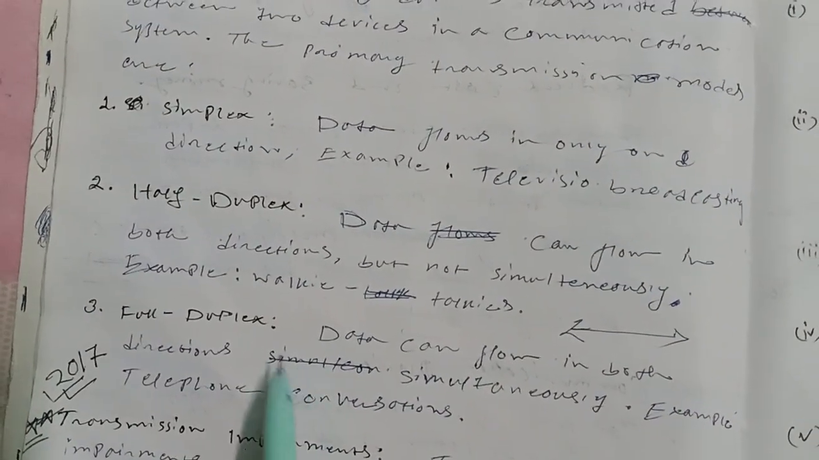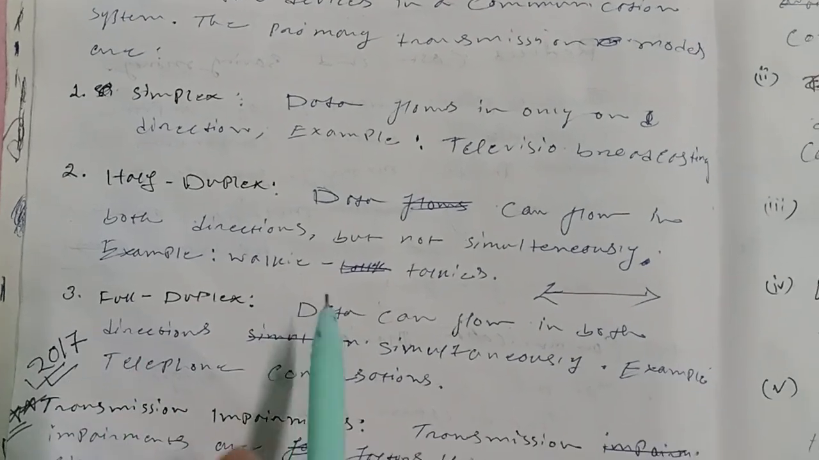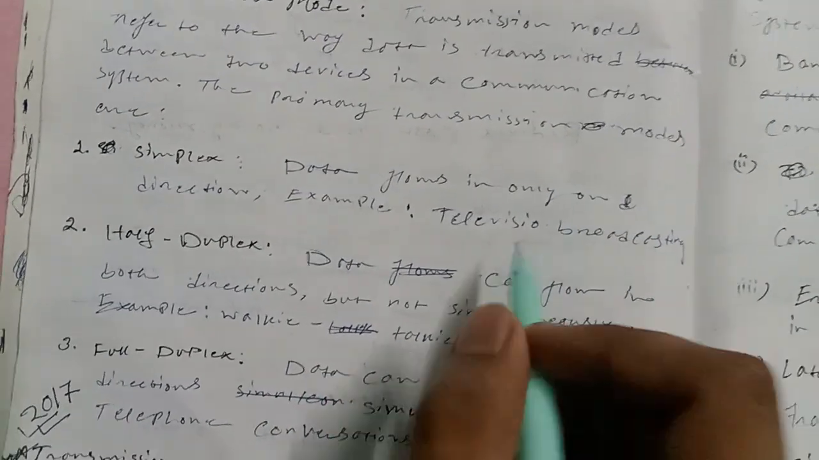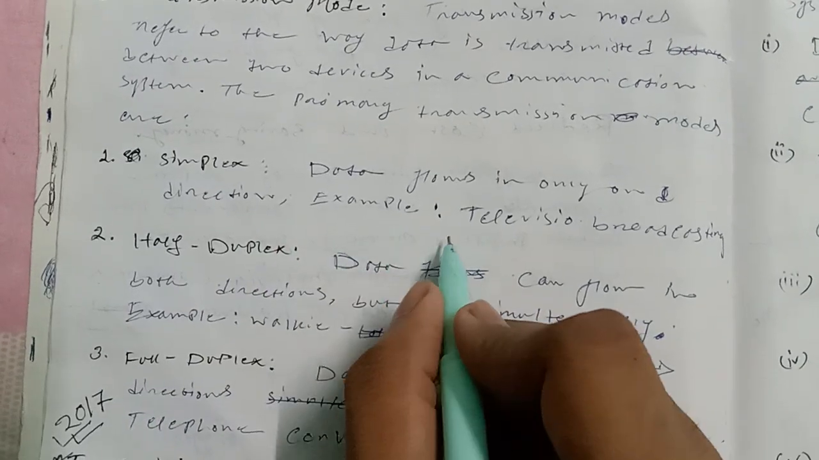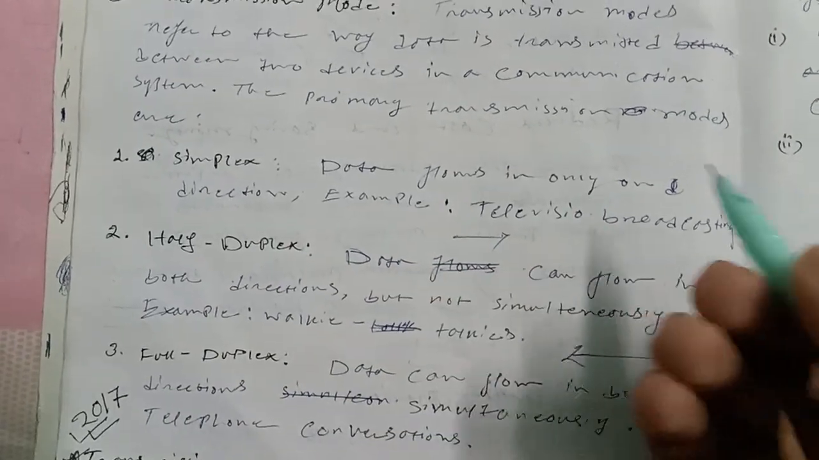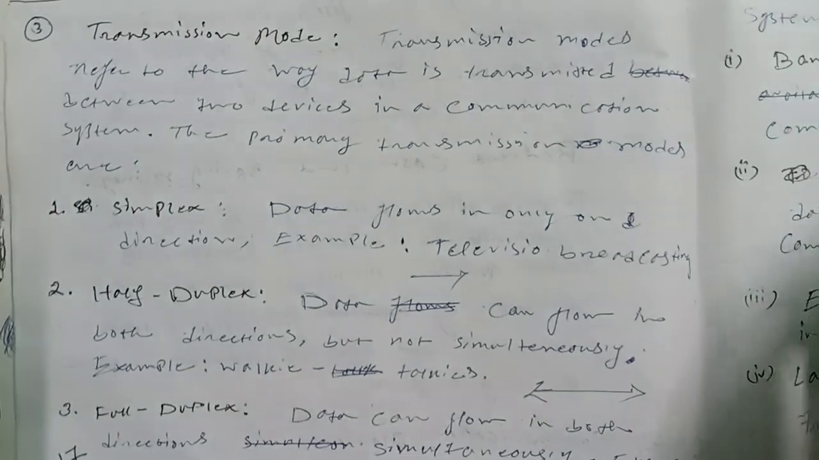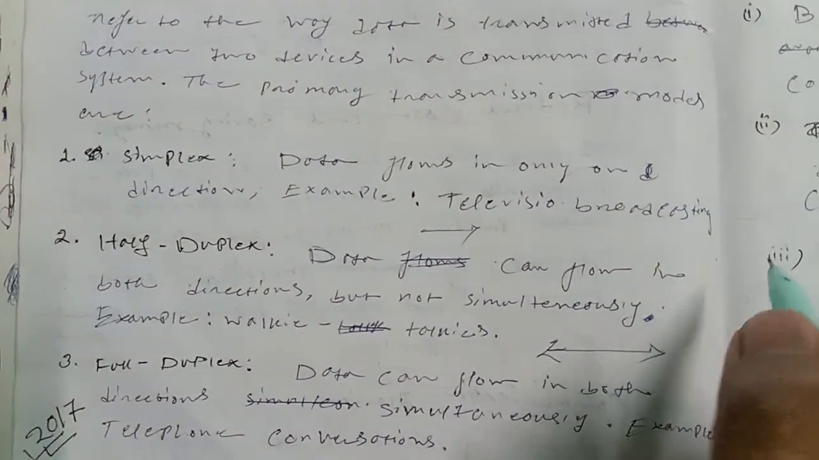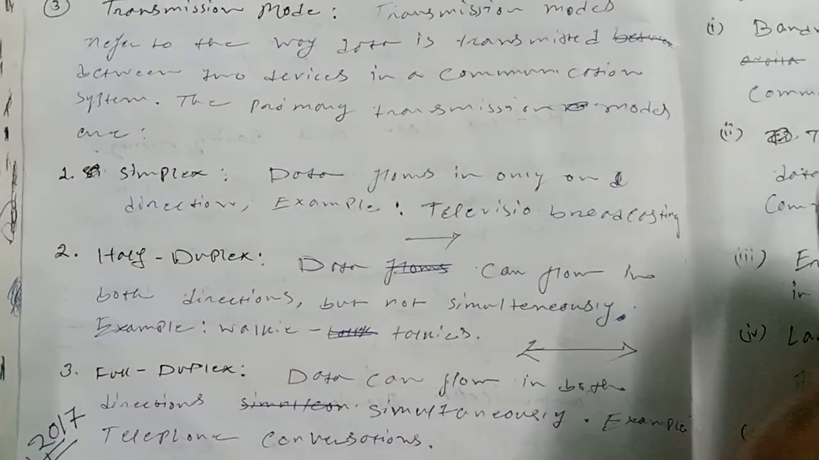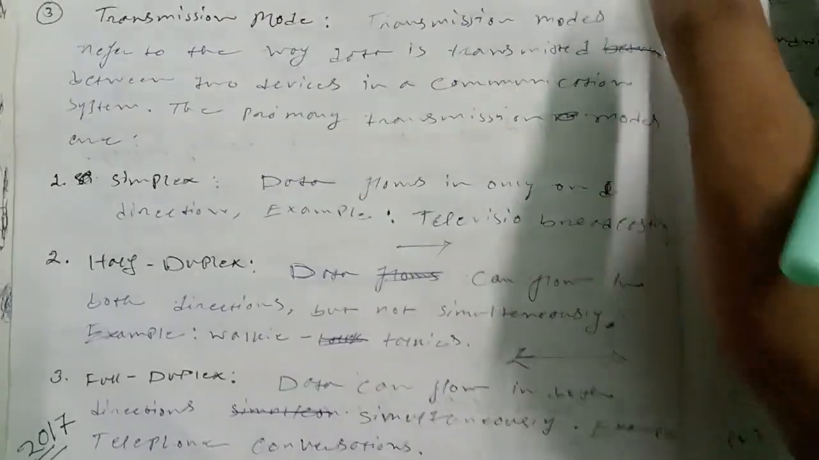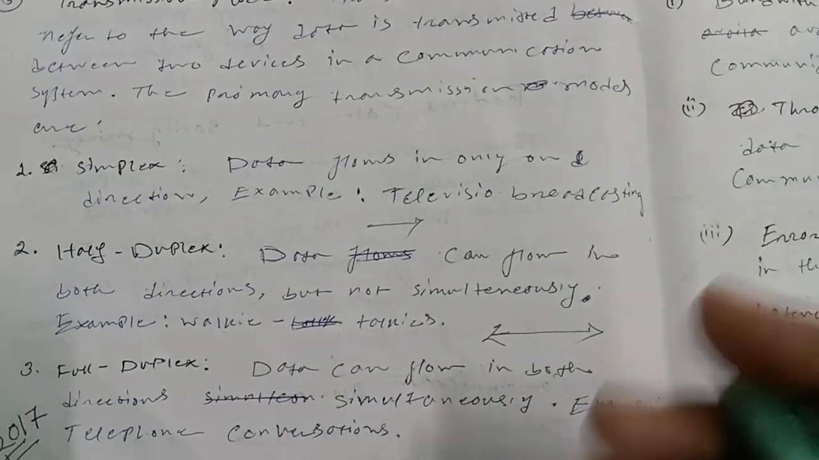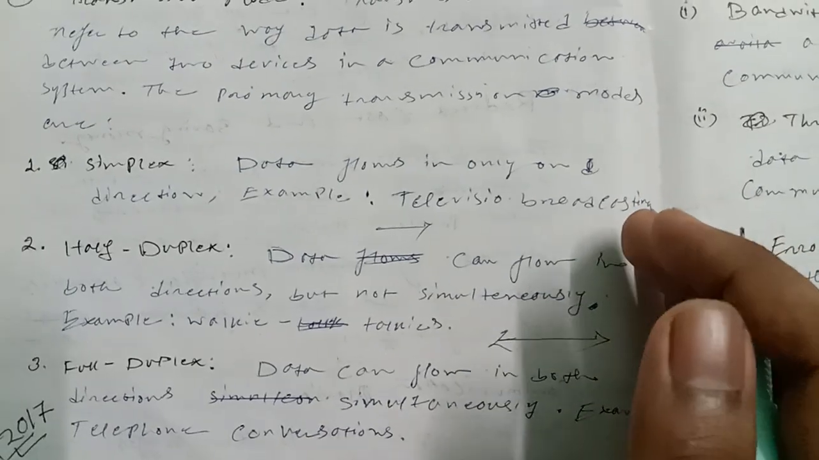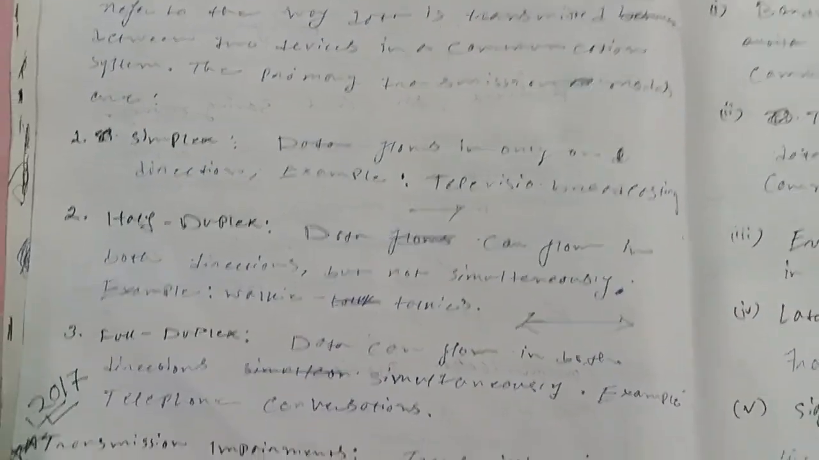And the third one is full duplex. In the case of simplex transmission, like I said, data flows in only one direction, just like when we are typing on a keyboard and the data is going straight to the monitor or to the CPU. This is the example of one direction or simplex transmission.